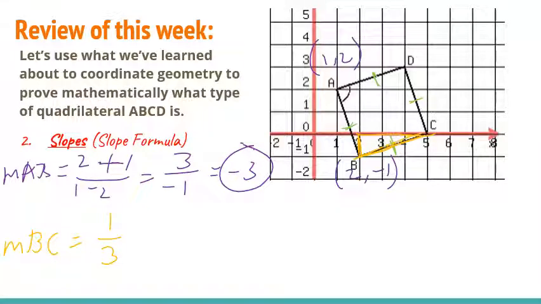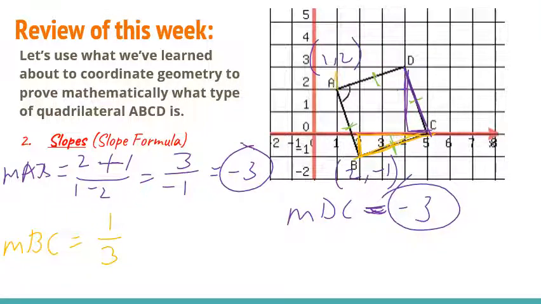And then looking at CD here now, I'm noticing that from D to C, we're going down 3 and over 1. So that line is decreasing from left to right. The slope of DC, or CD, is also -3 over 1, or just -3. And then finally, going back to DA, from A to D here, we're going up 1 over 3 again. So the slope of DA is also 1/3.